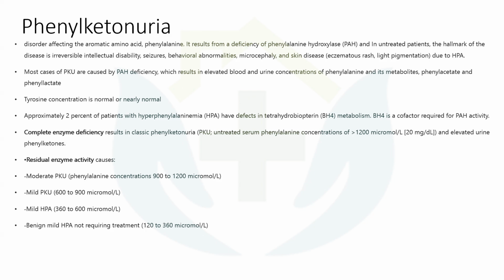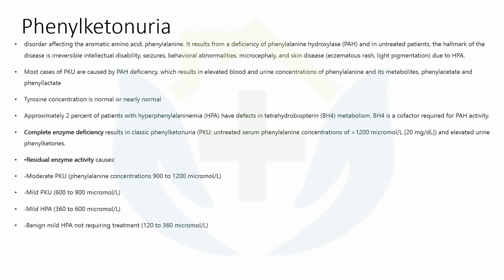Phenylalanine itself, and the immediate metabolites like phenylacetate or phenyllactate, will be increased in the blood and urine. But tyrosine is the next metabolite from phenylalanine, so in most cases it will be normal.